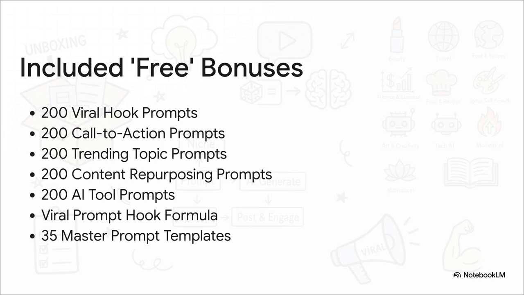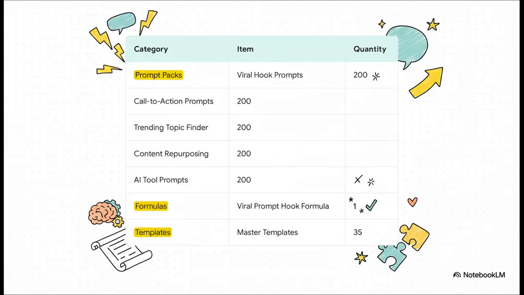Then things get a little different. The bundle shifts from just giving you prompts to giving you reusable formulas and templates, which is actually a pretty interesting change of pace. This table really breaks it all down perfectly. So you get another 1,000 prompts spread across these 5 bonus packs. But then it gets more strategic. You get one specific formula for writing hooks and a total of 35 master templates. And see, that's different. Those aren't just one-off ideas. They're foundational structures that you can use again and again.